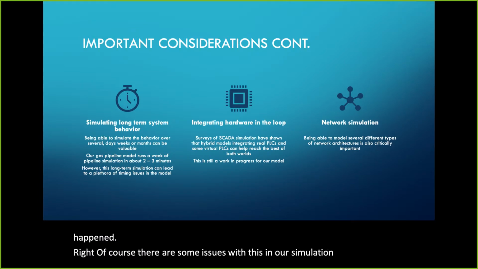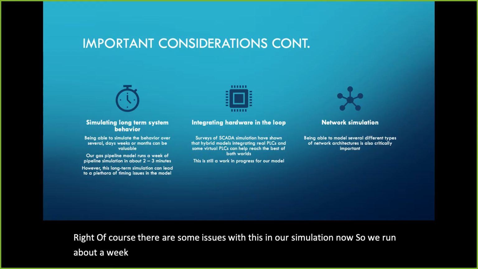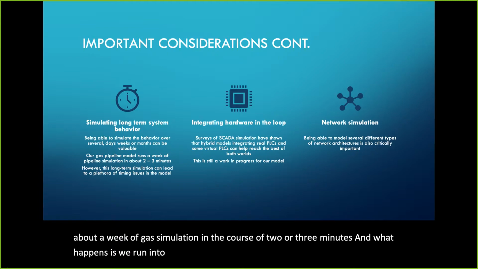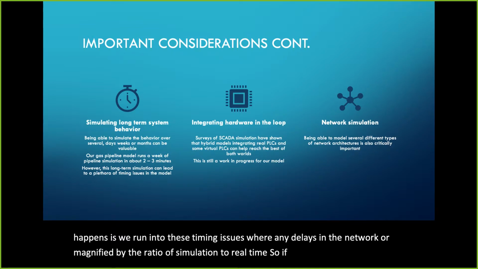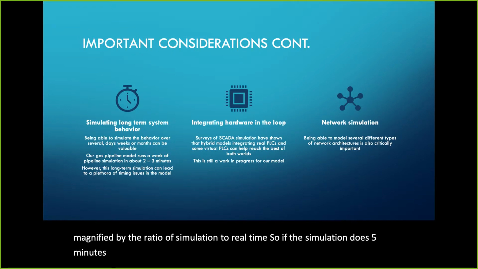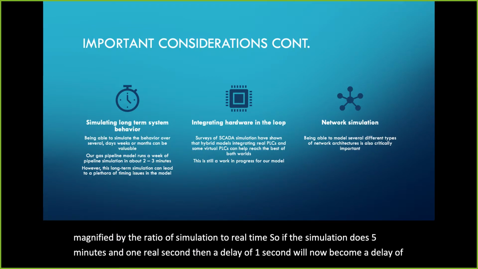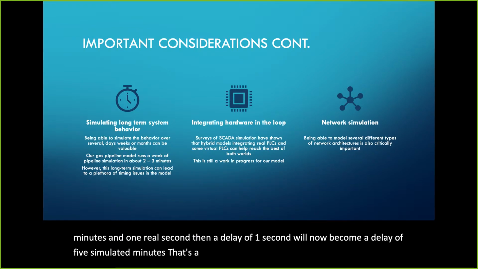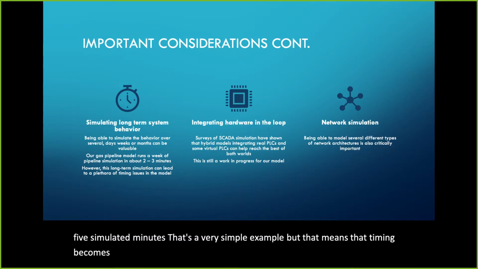We run about a week of gas simulation in the course of 2 or 3 minutes. And what happens is we run into these timing issues where any delays in the network are magnified by the ratio of simulation to real time. So if the simulation does 5 minutes in 1 real second, then a delay of 1 second will now become a delay of 5 simulated minutes. That's a very simple example, but that means that timing becomes very, very important in these models and is something that needs to be considered.